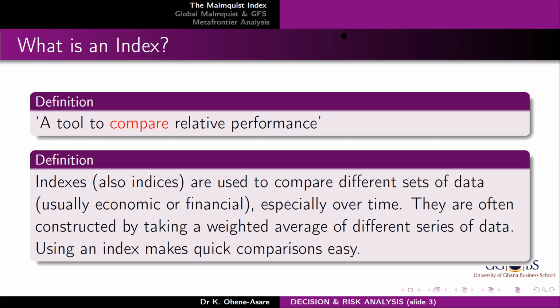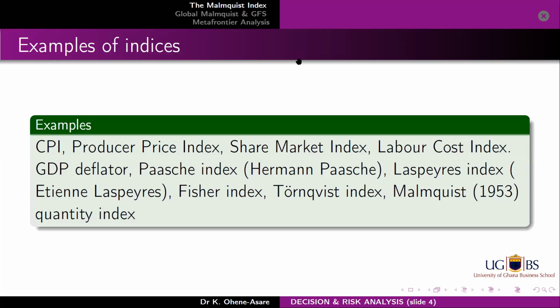So we have a lot of indices in the world. Some of them are consumer price index, producer price index, okay, labor cost index, the GDP deflator is an index, the Paasche, the Laspeyres, the Fisher, the Törnqvist, and now the Malmquist. So there are several indices. If you are in the world of indices and you learned it and you enjoyed it, you will not struggle at all.